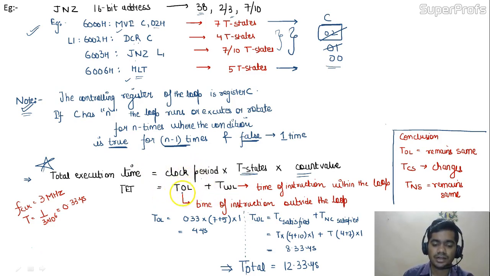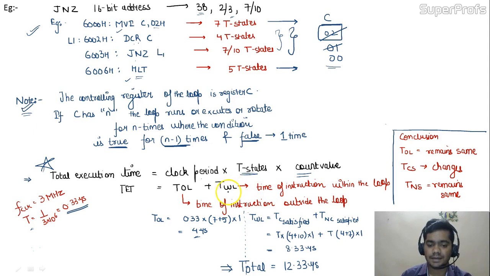Now what would be the total TOL, that is the time of instructions outside the loop. We know that f clock is 3 megahertz. Therefore the time of one T state would be 1 by f, that is 0.33 microsecond. So 0.33, that is the clock period, into the total number of T states. For MVI there are 7 T states, and for halt there are 5 T states. Therefore 7 plus 5 would be 12, and when multiplication is done, the result would be 4 microseconds. The answer may be slightly different, but you write the approximate answer. Okay, so we just require the approximate answer here.